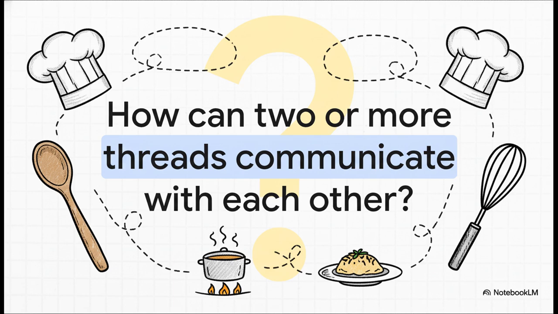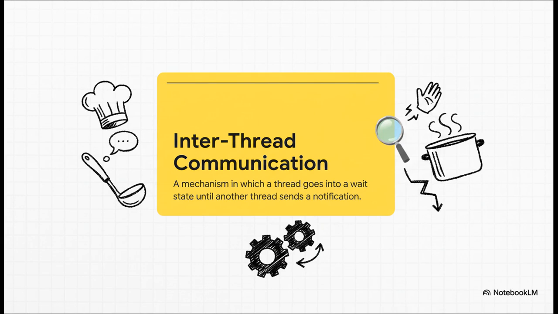That's great. But what happens when the cooks need to actually cooperate with each other? What if one chef is waiting for another one to finish a sauce before they can finish their own dish? They can't just stand around waiting forever. They need to be able to talk to each other. And that's exactly what this is called, inter-thread communication. Just like in a real kitchen, you can't be efficient without coordination.